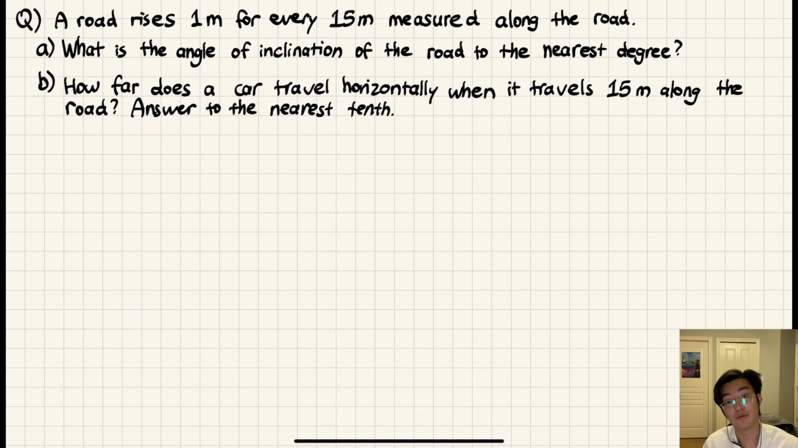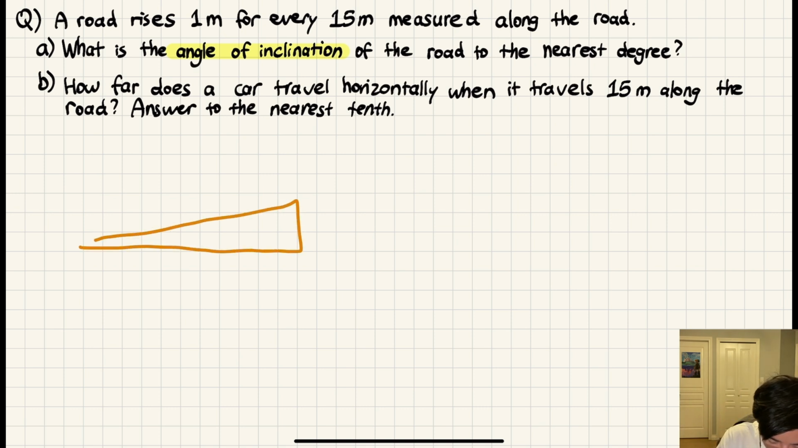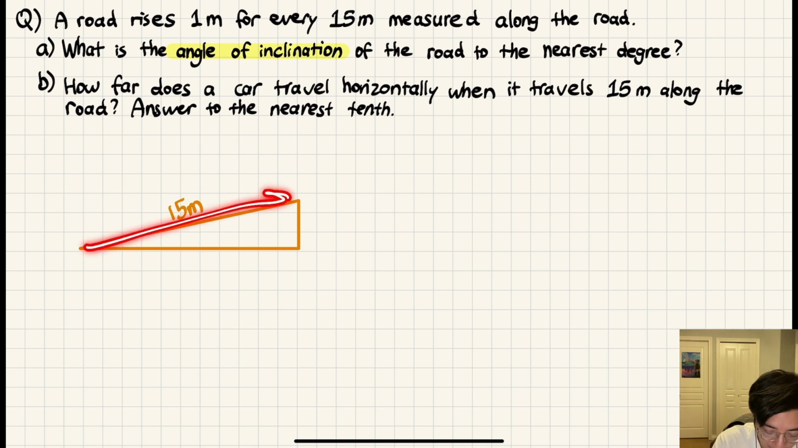Okay, so moving on to a word problem now. A road rises 1 meter for every 15 meters measured along the road. The first step of any word problem is to draw out a diagram, or a triangle, in this case. So let's draw that. It looks something like this. Now for every 15 meters measured along the road, the 15 here will be the hypotenuse. So for every 15 meters you travel, it will go up by 1 meter.